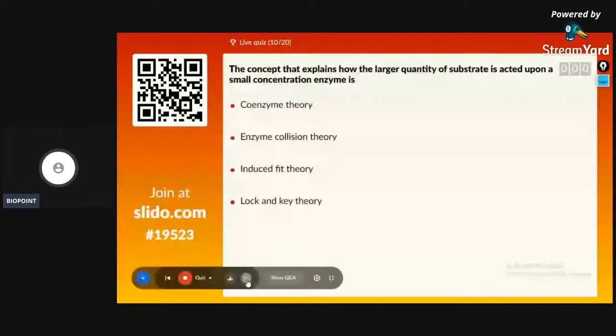The concept that explains how a larger quantity of substrate is acted upon by a smaller concentration of enzyme is coenzyme theory, enzyme collision theory, induced fit theory, or lock and key theory. Let me get the correct answer for the question.